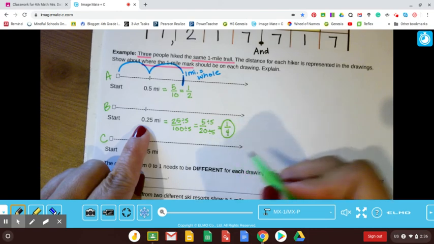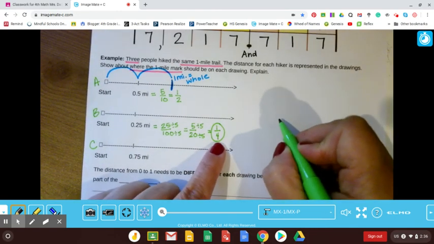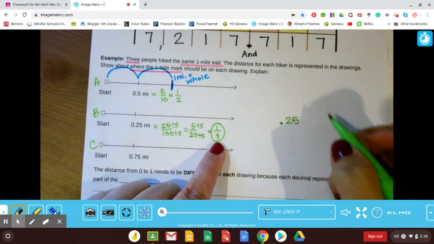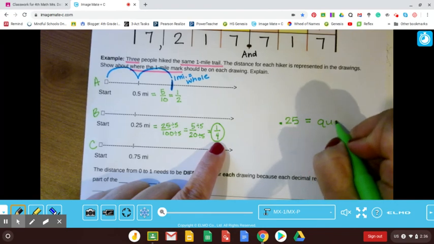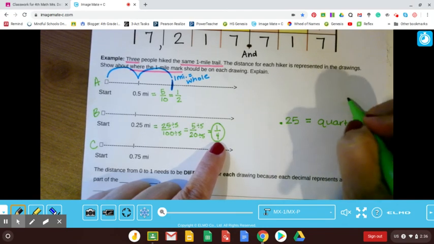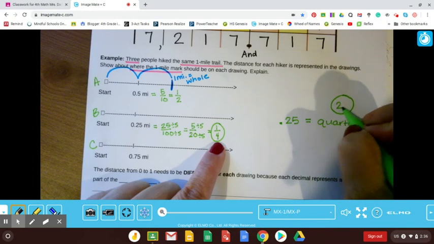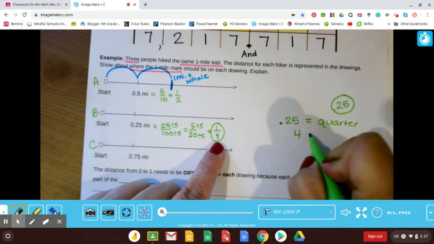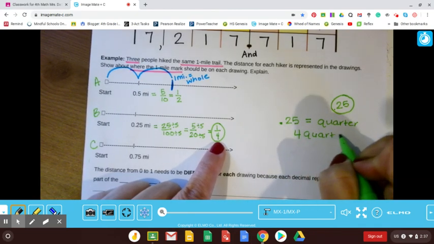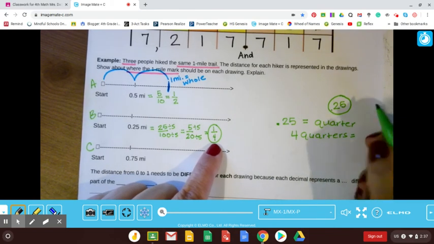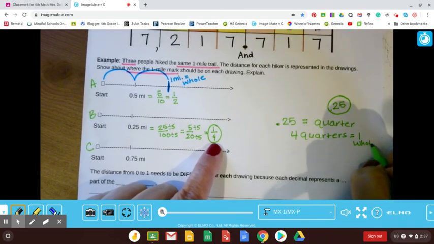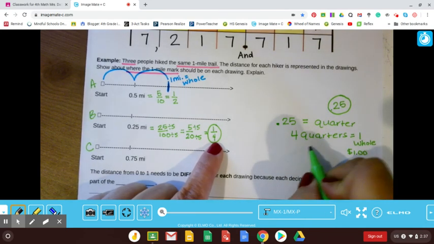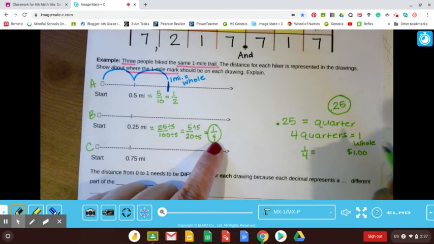All right. And that kind of makes sense, guys, because let's think about it in terms of money. If we know that 25 hundredths is the same thing as 1/4, right? If we have 25 cents, that would be 1/4. And I know that 4 quarters, if I have 4 of them, how much money does that make? 4 quarters equals a whole, 1 whole, or if I'm talking money, it would be $1. Excellent. So 1/4 is simply 1/4.